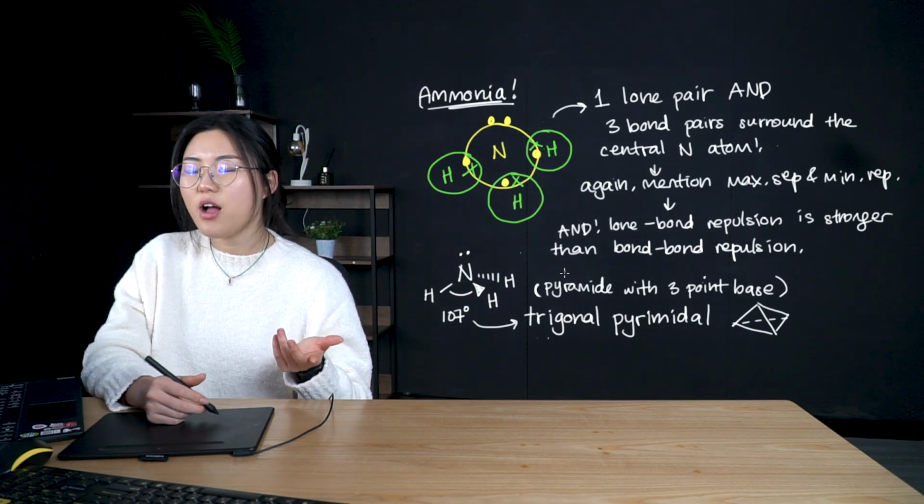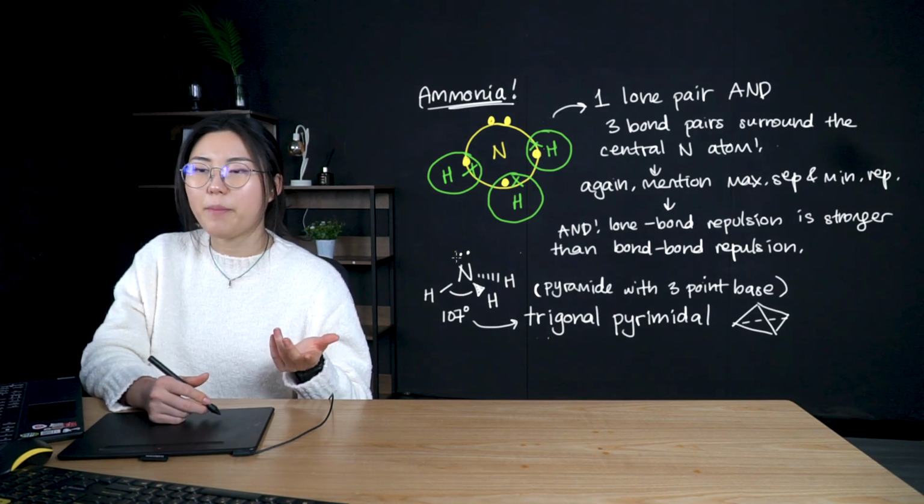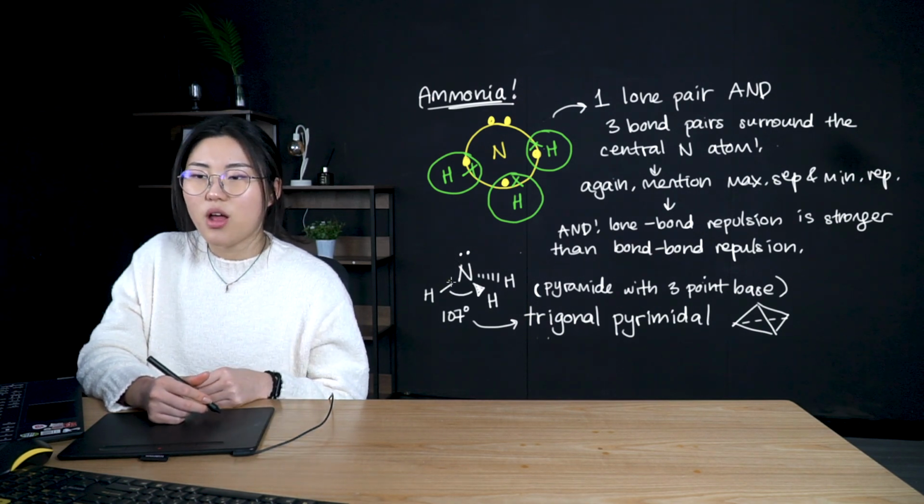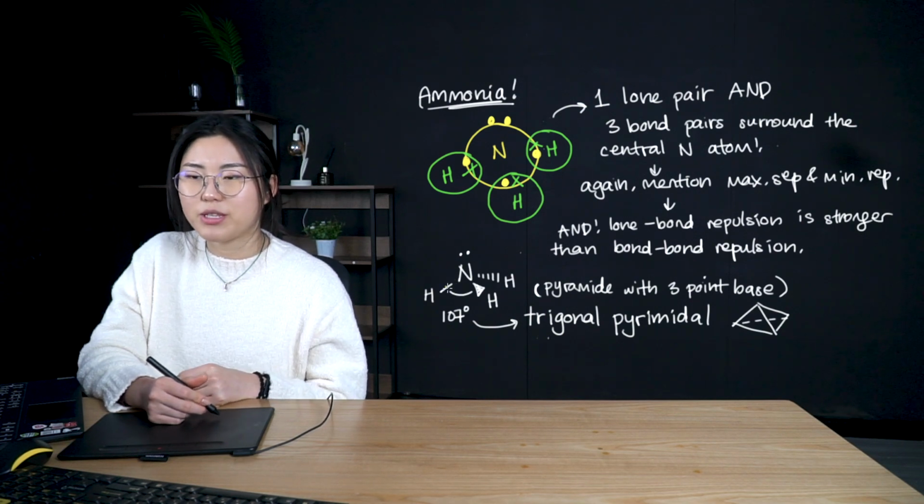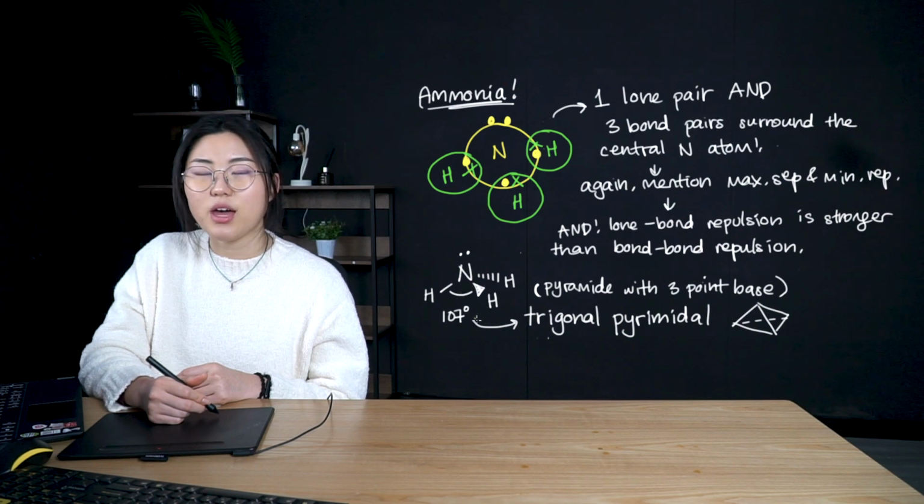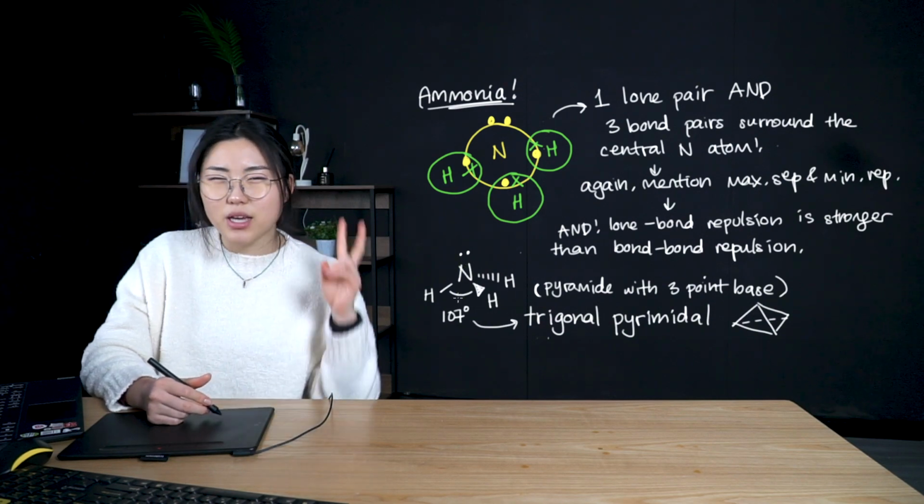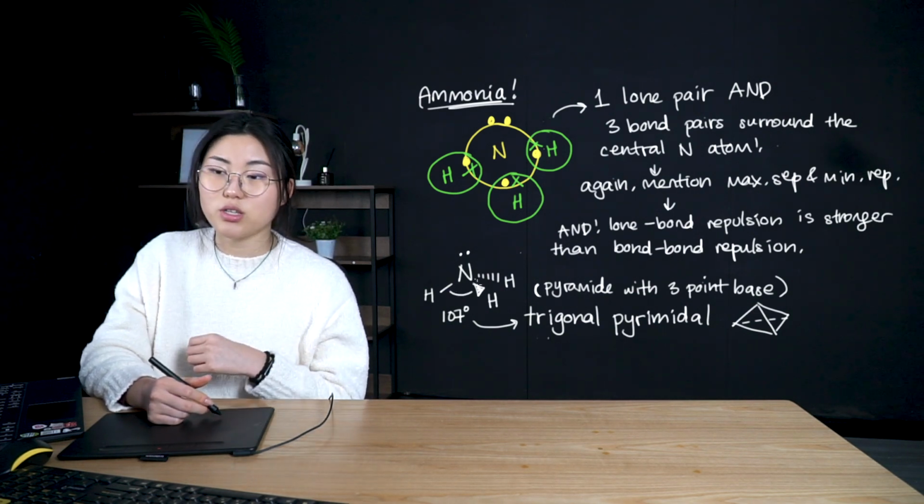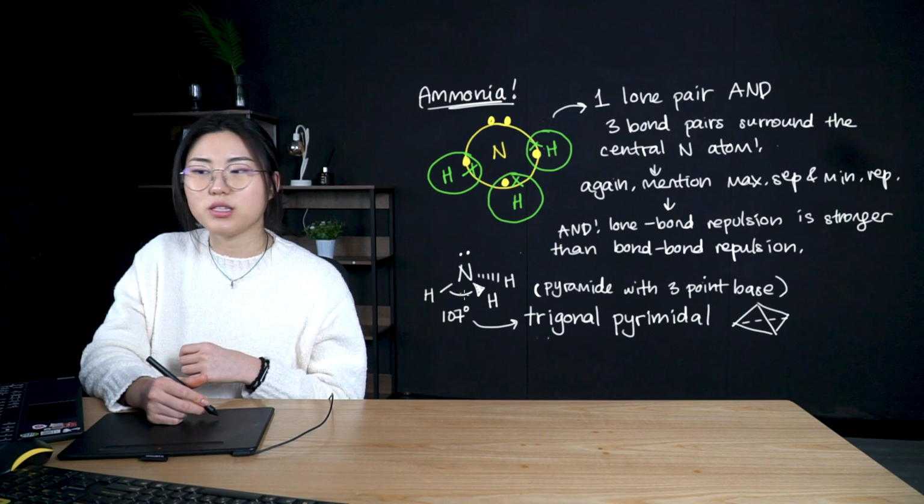So over here, obviously, because the lone pair and bond pair is going to be separated by a larger bond angle, the bond angle between the bonds is going to be 107 degrees, okay? The lone pair is not a bond, right? So we can't really get the bond angle between the bond pair and the lone pair. So we're just going to look at the angle between the bonds, okay?